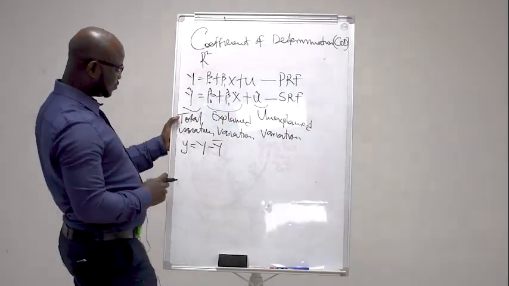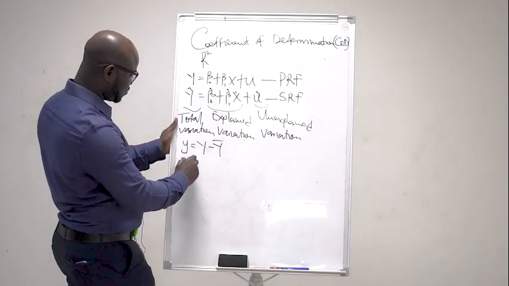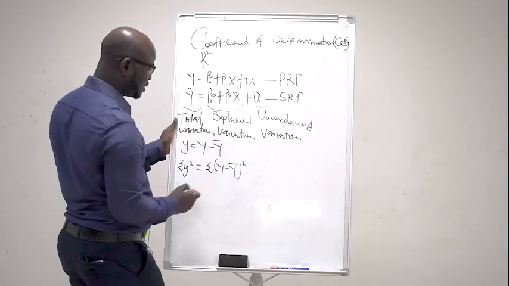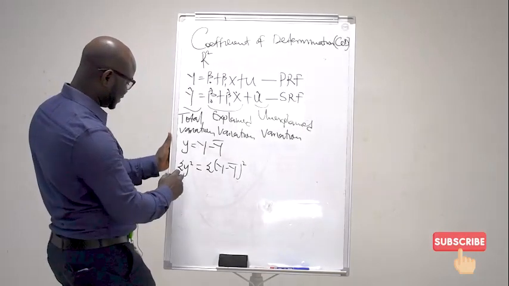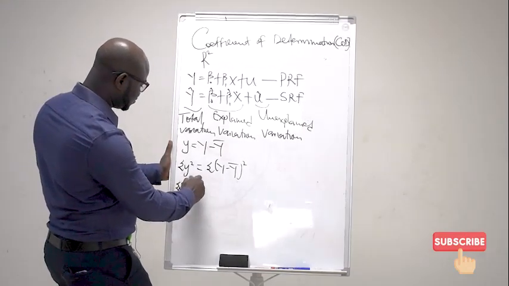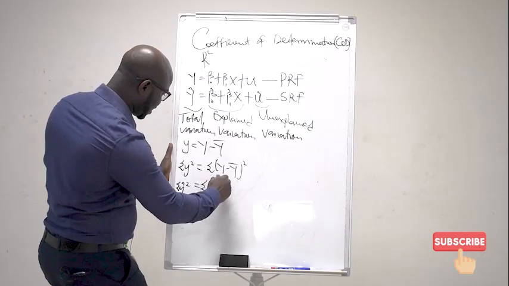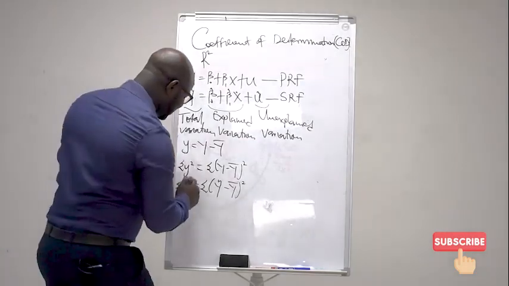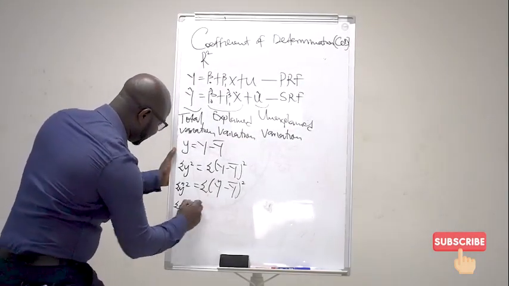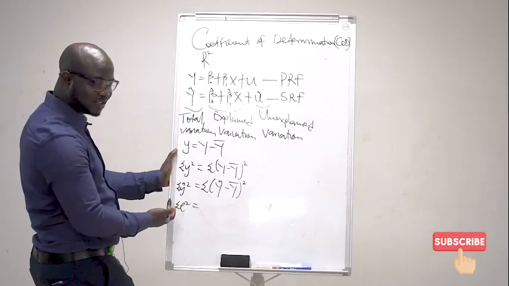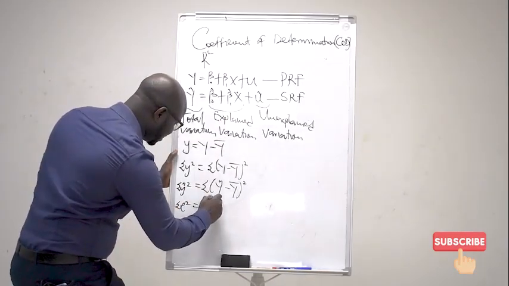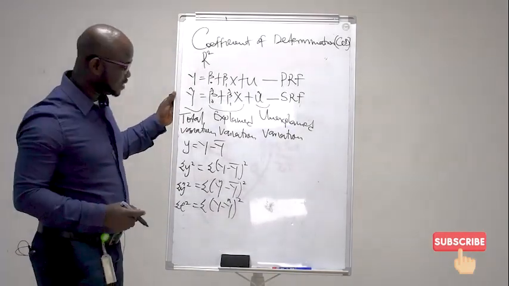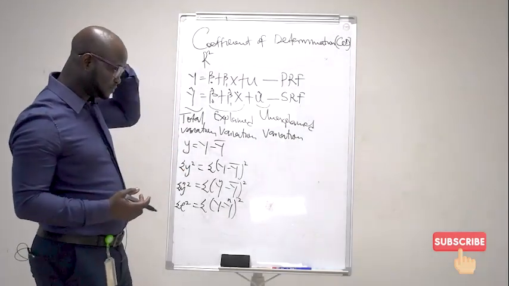So we can rewrite small y squared as the summation of Y minus Y bar squared, and the estimated one will be Y cap minus Y bar squared, right? While the error term, we can use U or E, it's the same thing, is Y minus Y cap squared, right? So we can use this to determine the R square.